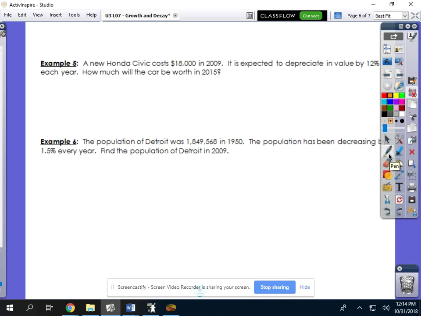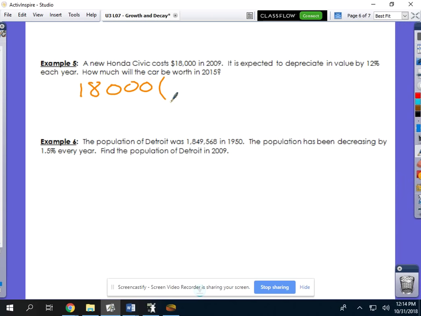Okay, so hopefully you've pressed pause, you've done your problems. I'm just going to rock and roll real fast. 18,000 is my starting amount. 1 minus my value again is 0.12. My percentage there is 12%. And what's my time? It was 2009. Now it's 2015. That's been 6 years. Plug that in. Super, super easy.